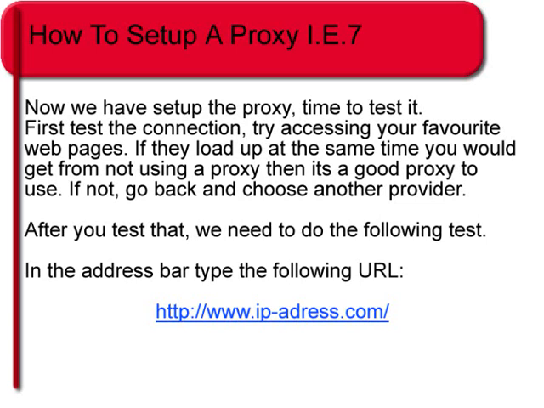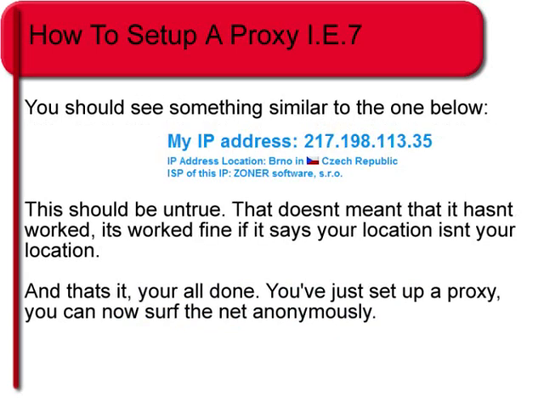After you test that, we need to do the following test. In the address bar, type the following URL. After the page has loaded, you should see something similar to the one below. This should be untrue, but that doesn't mean it hasn't worked. It's worked fine if it says your location isn't your location. For example, you live in Manchester, it says you live in Australia. And that's it, you're all done. You've just set up a proxy and you can now surf the net anonymously.